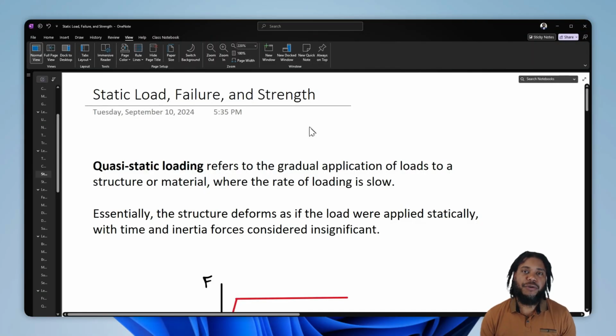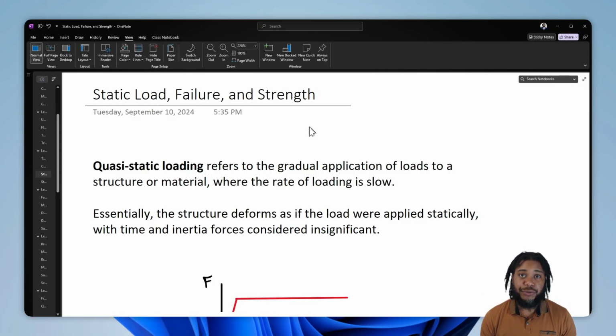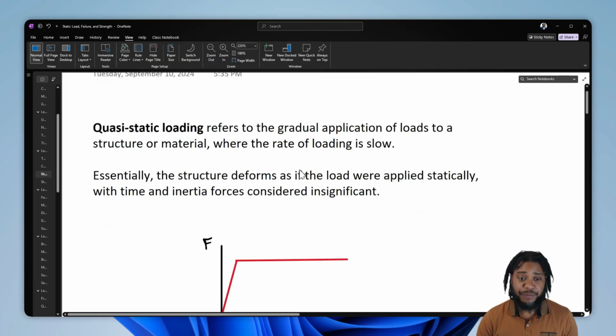In today's video, we're going to learn about static load, failure, and the strength of materials. Now, static loading is a condition when forces or loads are applied at a very slow rate in a structure or material. Essentially, we are applying loads such that the effect of time and the effect of inertia within our structure and impacting structure are insignificant.